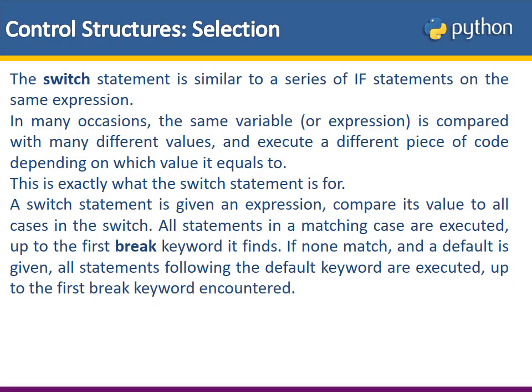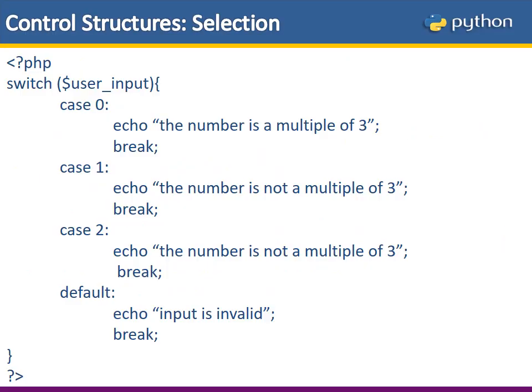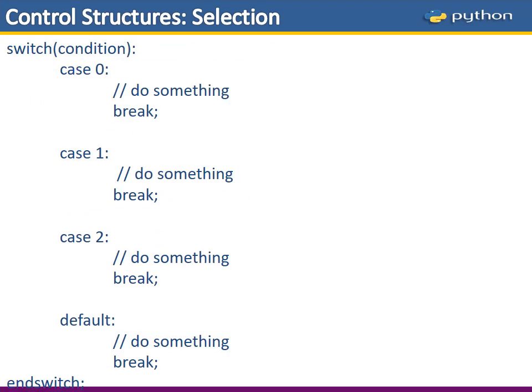So let's see the code. After the default, the output is the input is valid, then break. But in the alternative one, it ends the switch.